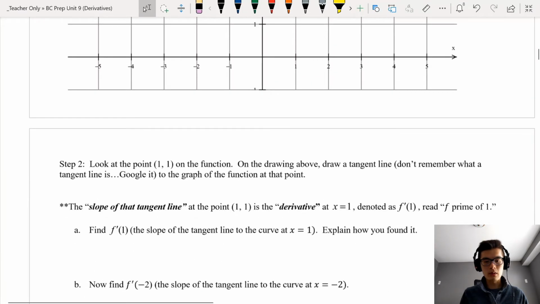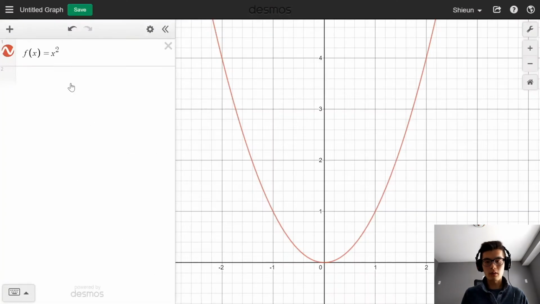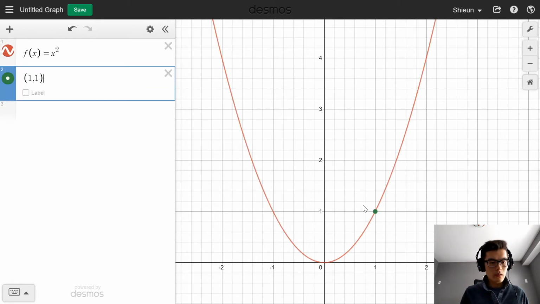So then in step 2, it says look at the point (1, 1) on the function. So I'm going to look at the point (1, 1). Okay. And so at that point, what it's going to then ask you is find the derivative at that particular point, (1, 1). Well, what is a derivative? Go back to the definition. It's the slope of the tangent line to that function.